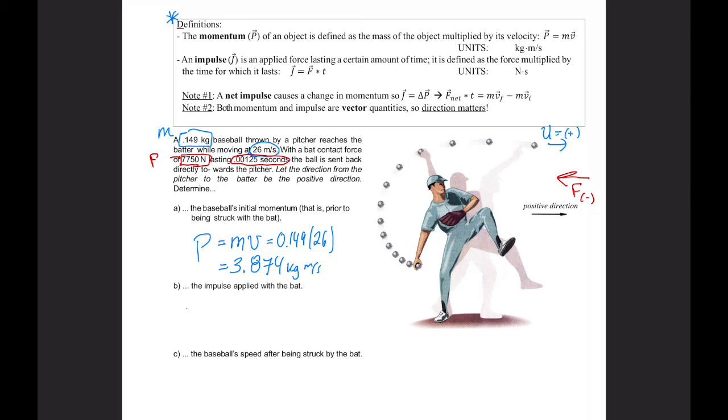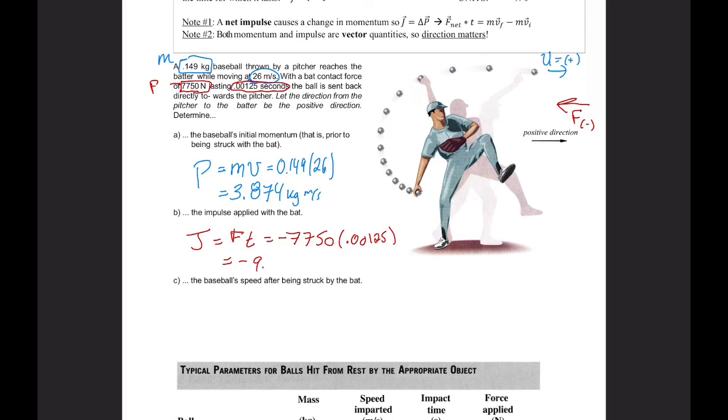Now let's get the impulse, J, applied by the bat. J is force times time. We have the force, 7,750, and the time. Now this impulse is applied to the left, so let's put a negative sign on it showing left. Our impulse comes out to be negative 9.7 newton seconds. Remember, the negative is showing us that the bat is hitting the ball to the left, and we call the left negative.